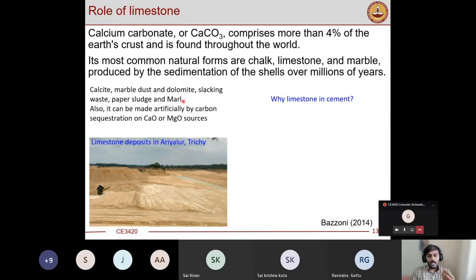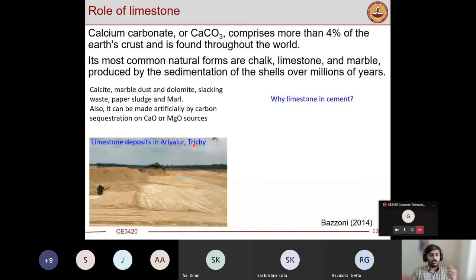And there are deposits locally available in different regions, which is called marl, which is a mixture of clay and calcium carbonate, right? And additionally, nowadays people are looking at making calcium carbonate by means of artificially sequestering carbon dioxide into calcium or magnesium. So when you mix carbon dioxide in the atmosphere with any of these cations, you will form calcium carbonate. So there are different forms which are present. So in the image, I have shown one of the deposits in the cement plants, right?